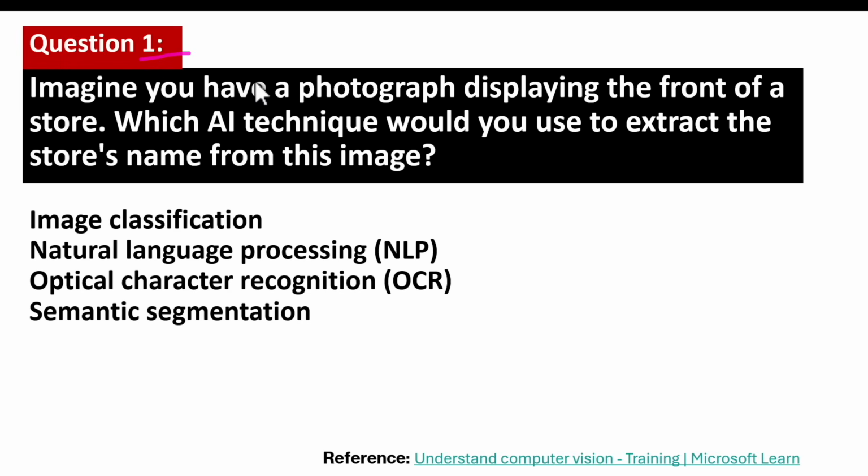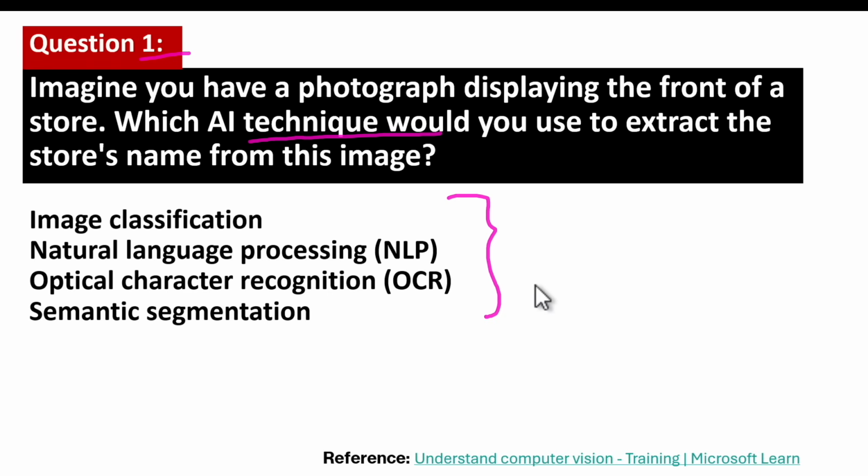Imagine you have a photograph displaying the front of a store. Which AI technique would you use to extract the store's name from the image? So we have four options here: image classification, natural language processing or NLP, optical character recognition or OCR, or semantic segmentation. Which one do you think is the right answer?